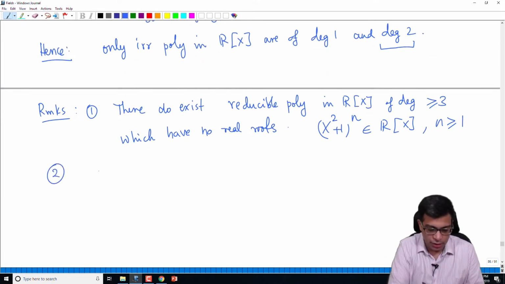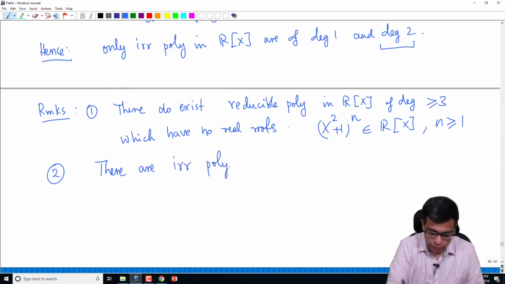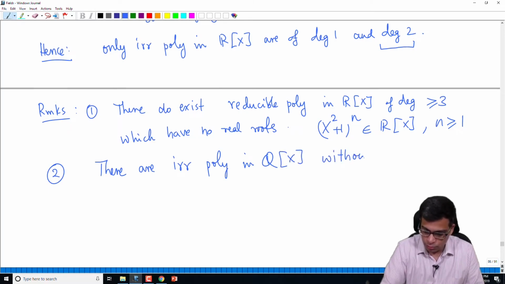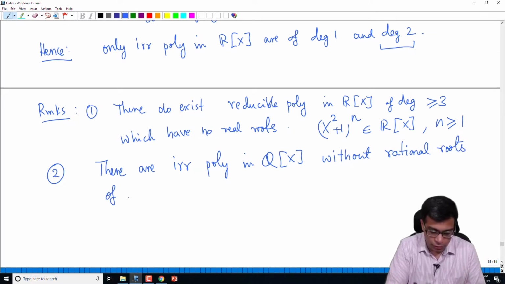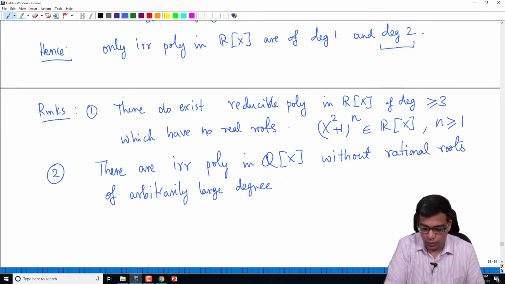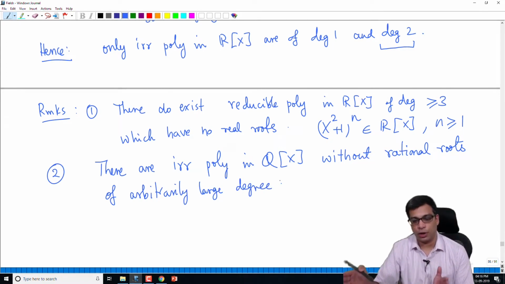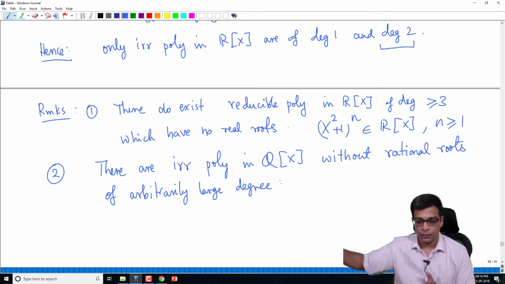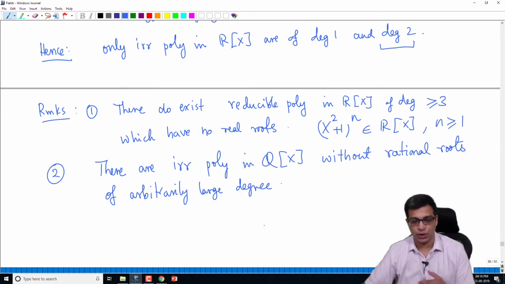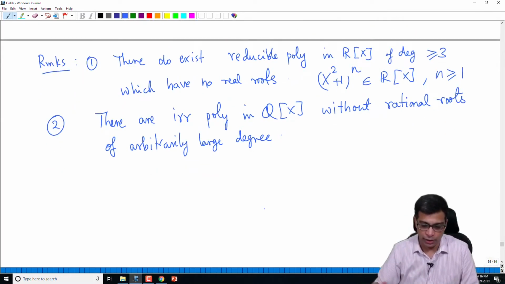The other remark is there are irreducible polynomials in Q[x] without rational roots of arbitrarily large degree. What was nice about R was there can't be irreducible polynomials without real roots of degree 3, 4, 5 and higher, but that's not the case for Q[x]. Q is, in other words, very far from being algebraically closed.